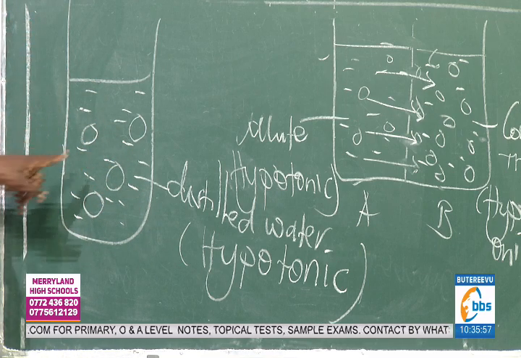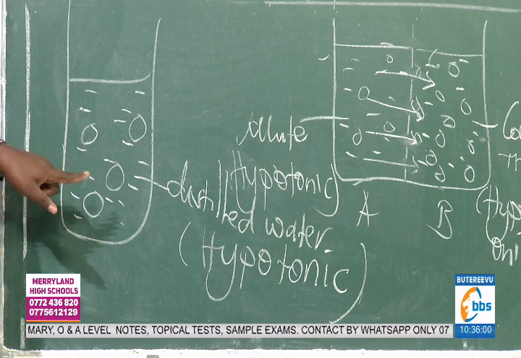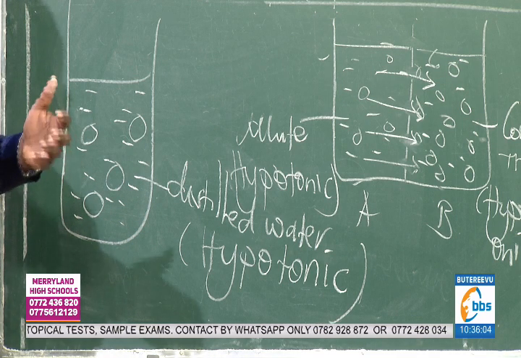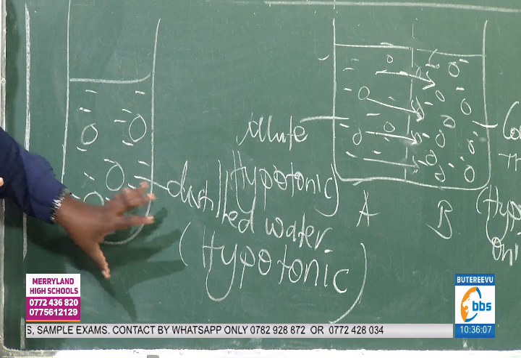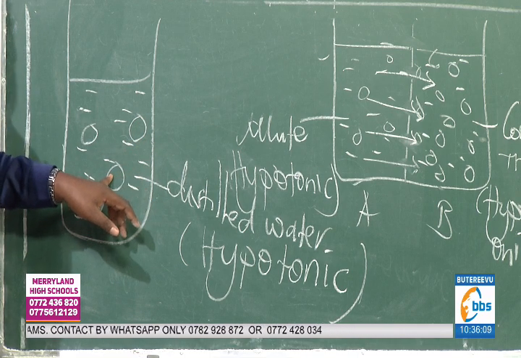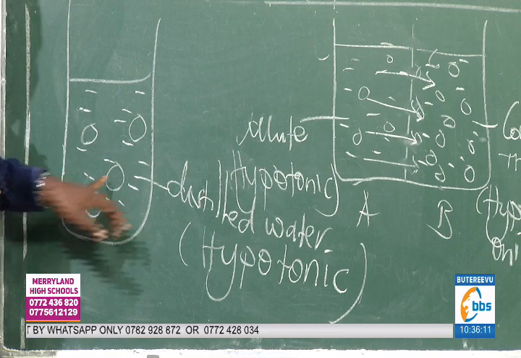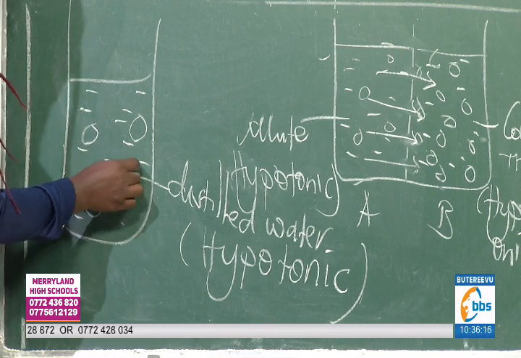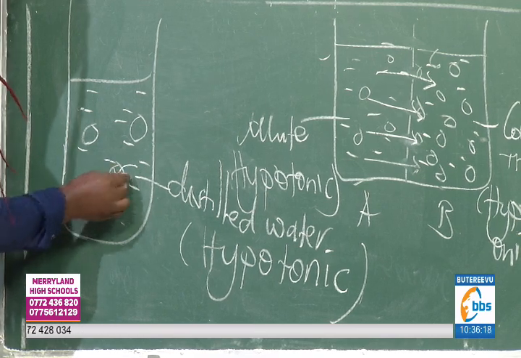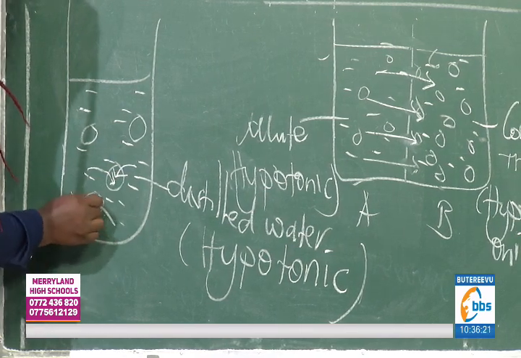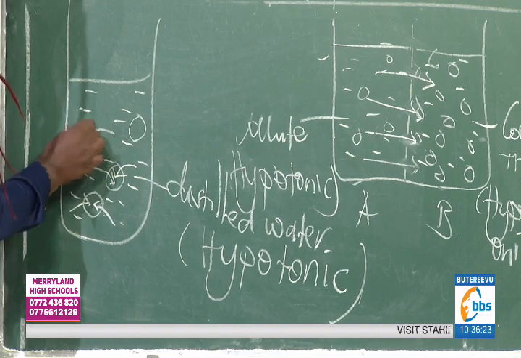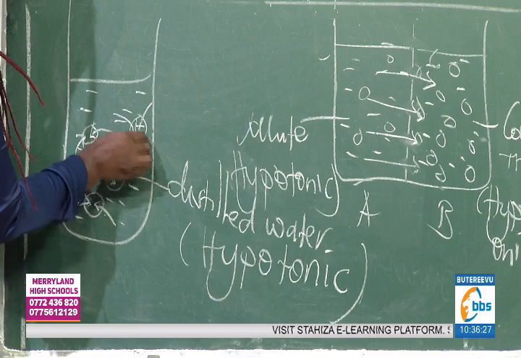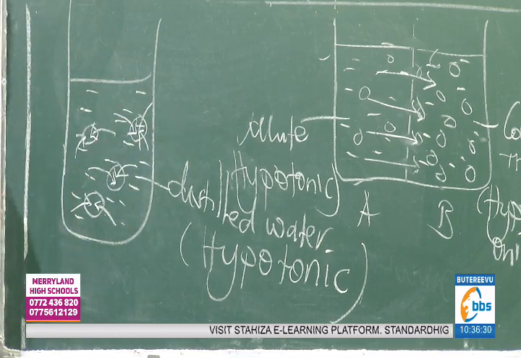So the cell surface membrane surrounding the red blood cell will act as our semi-permeable membrane. Because there is more water in the test tube than inside the red blood cells placed there, osmosis takes place, whereby water will move out from the test tube and enter into the red blood cell across the plasma membrane, which acts as our semi-permeable membrane.